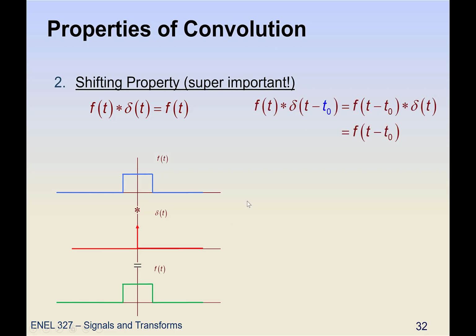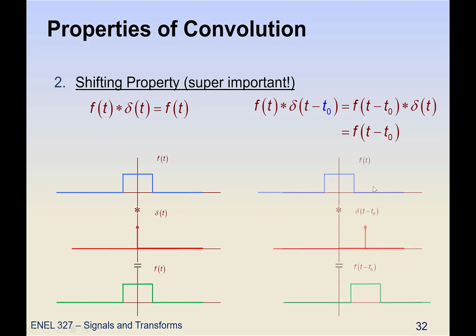What's more important is if we put a shift on that impulse, what you will actually get is a shifted version of that function. If this was the original function, we've convolved it with this impulse up here. What you do is you take this graph and you now just center it at t naught, and so you get that. Very, very important property.